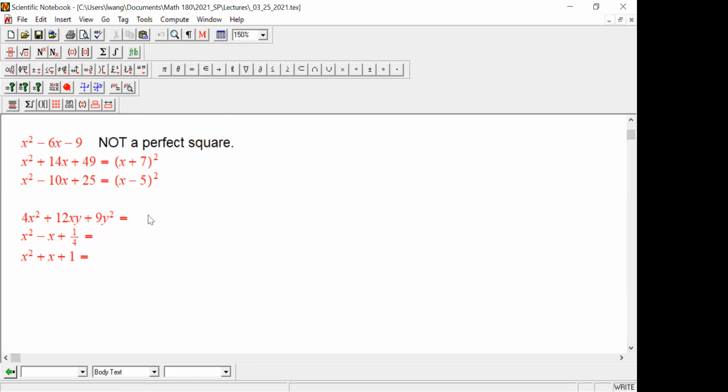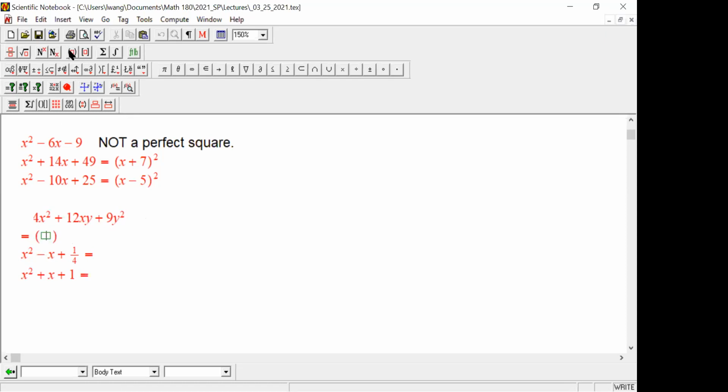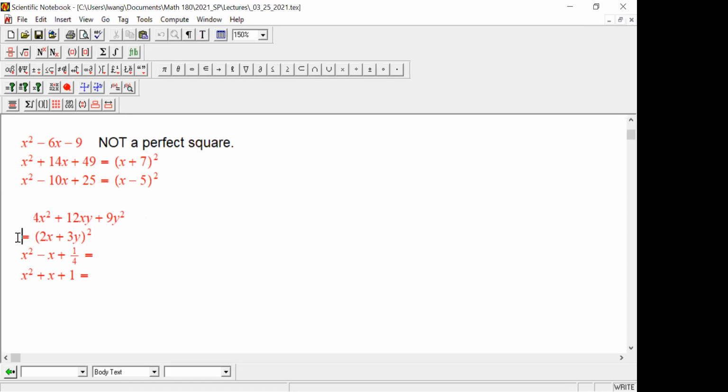So you remove that 4, and then that's x plus... Oh, there you go. For that one, is it parentheses 2x plus 3y squared? That's wonderful. 2x plus 3y squared. Good job. It is a perfect square, right? Good job.